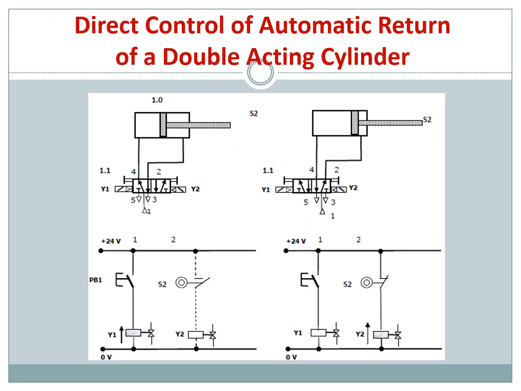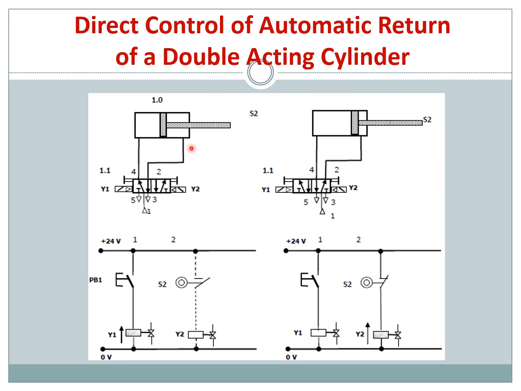Okay, so direct control of automatic return of a double acting cylinder. Okay, so you can have a switch also at the end. So switch S2. So when you press a push button, your coil will be magnetized. So it will switch state, and your cylinder will start to extend. Once fully extended, it will hit S2. So once it hits S2, you can have a symbol like this connected. So when this is connected, your Y2 will be actuated, and your cylinder will start to retract.